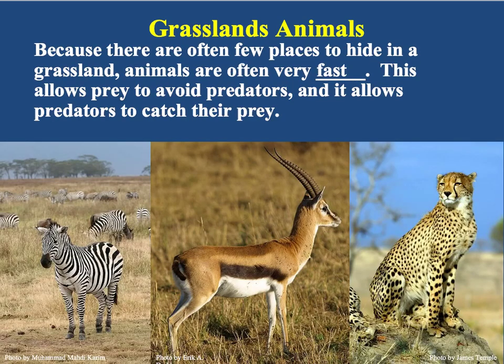Grassland animals also have very few places to hide, so most animals are very, very fast. Like the cheetah. Obviously, you know that that's very, very fast. It's in Africa. It allows them to catch their prey. But it also allows the prey to get away from the predator. So it does go both ways because gazelles are also very fast.